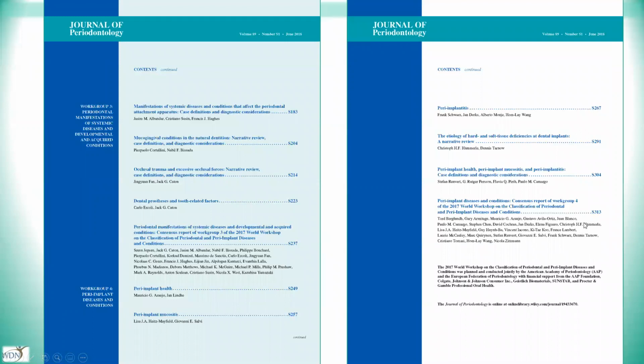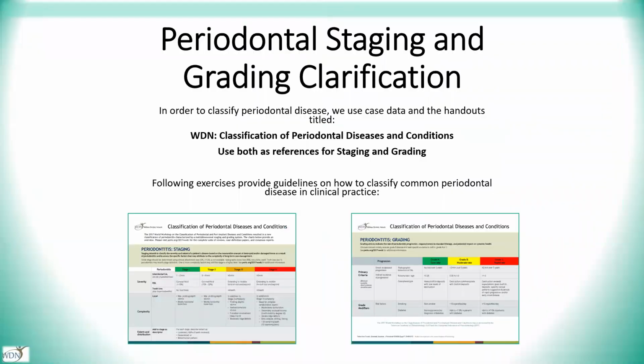Again, 313 pages of information in this workshop, and what came out of it are our staging and grading charts. So there was a lot of thought and a lot of effort that went into using these, and this is the way not only the world's moving, but that we want to move in our practices. So this explanation, I hope, will really help you understand this, what seems to be somewhat complex, but I hope I can simplify it for you.